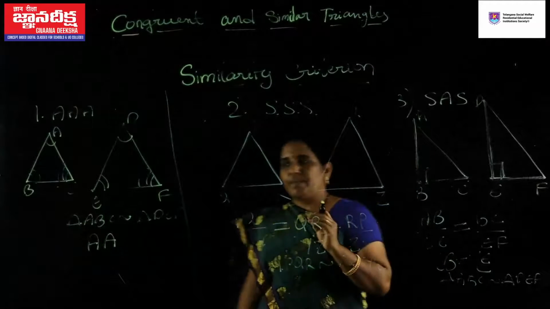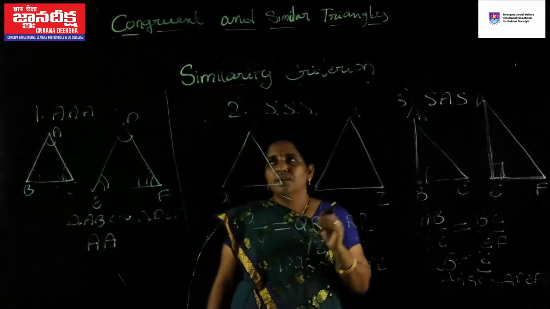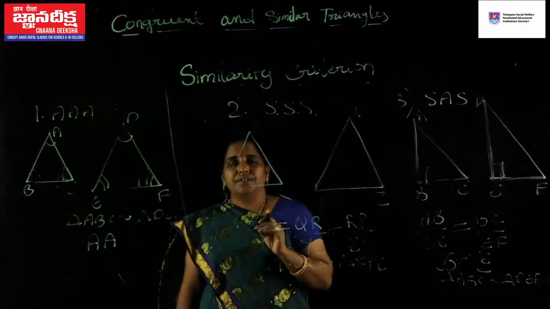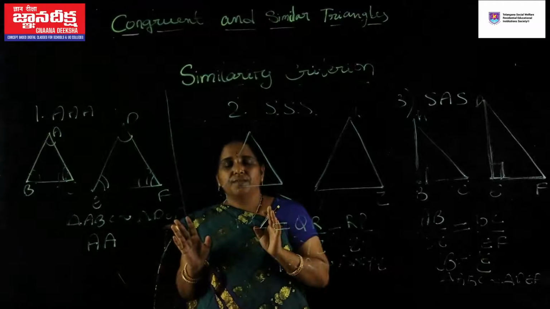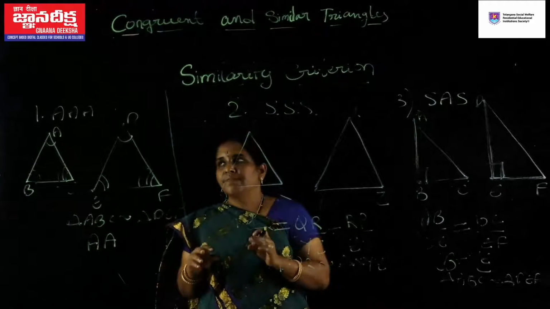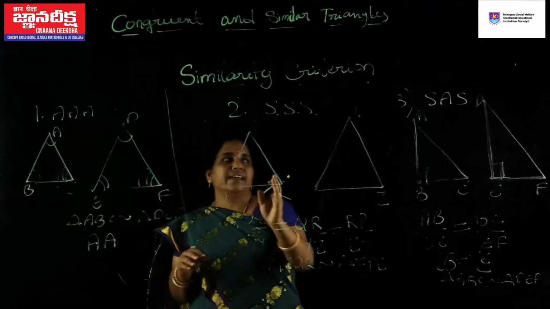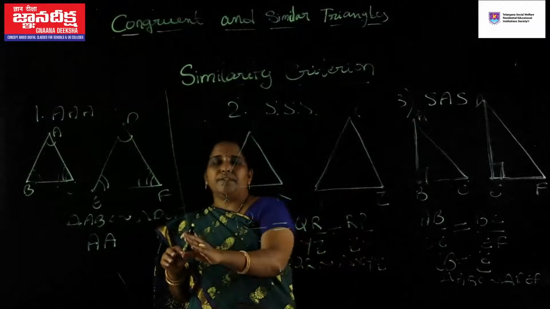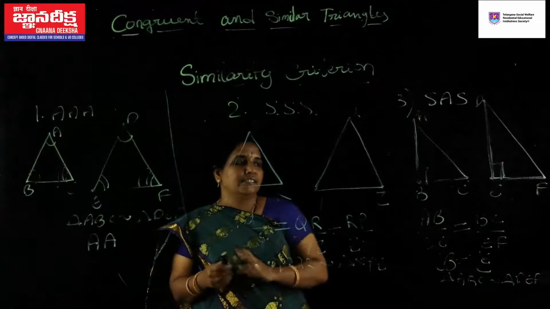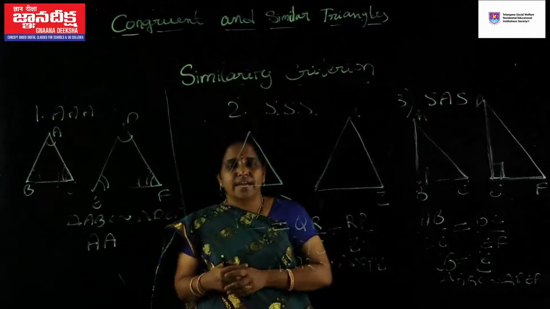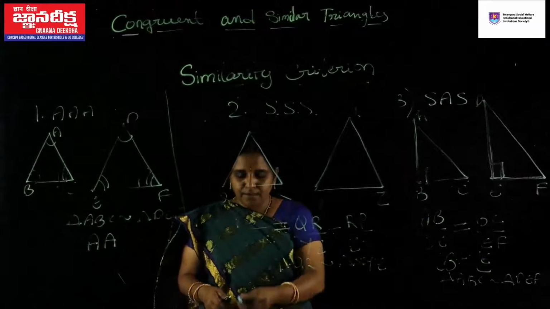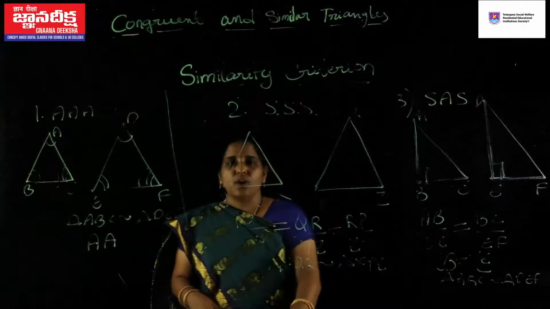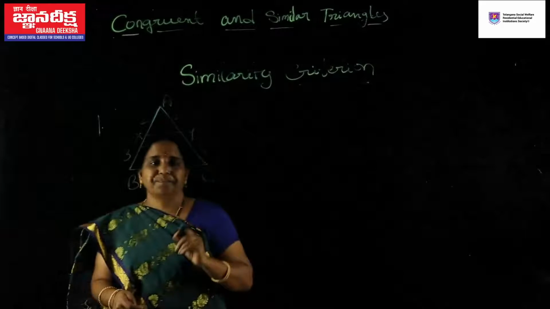We can use the basic definition of similarity also, but there we need to measure three angles and three sides, a total of 6 measurements we need to collect. Whereas using this criterion, simply by knowing 3 measurements, we can easily decide whether the given two triangles are similar or not. Let us make use of this criterion and solve a few problems.